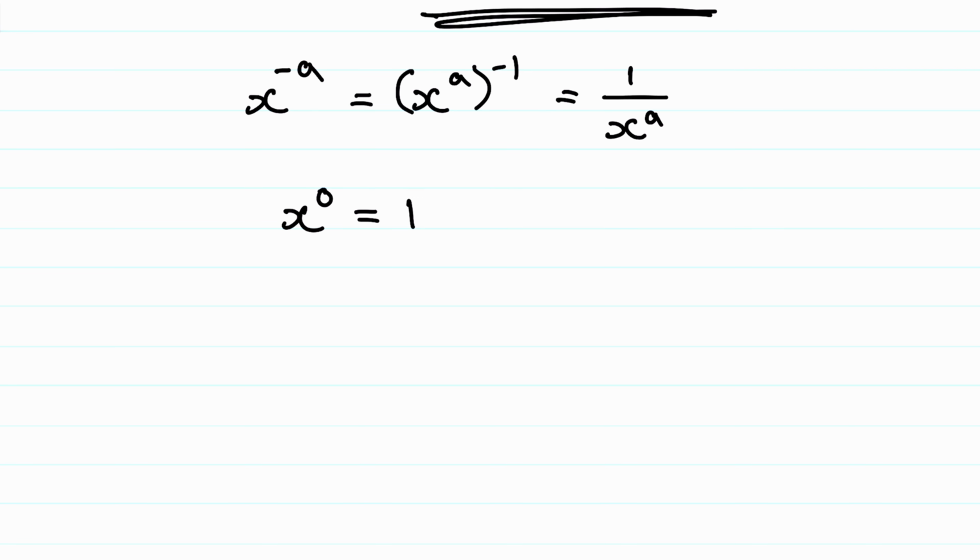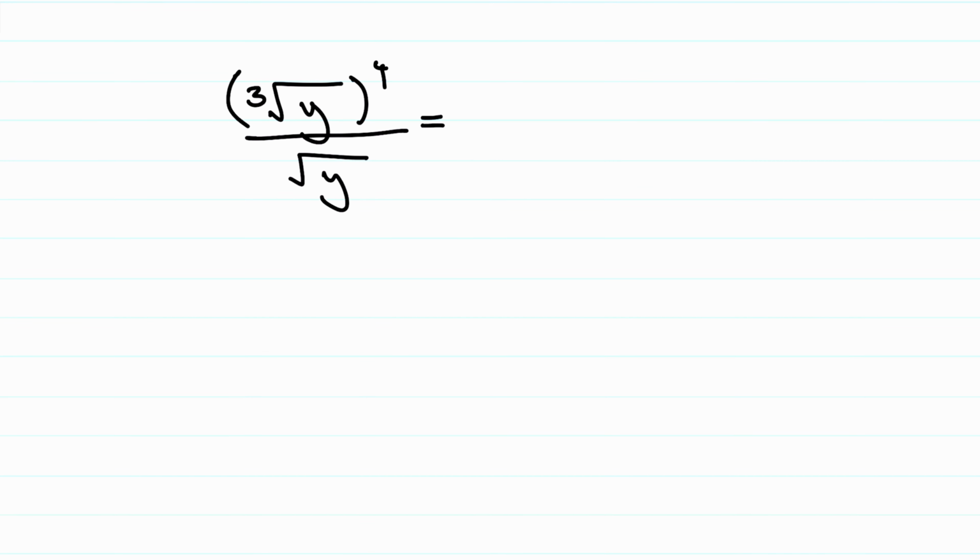So if we look at some examples then, let's start with an example where we have lots of different things on the numerator and the denominator. So we could have this, for example. So how would we go about solving this?